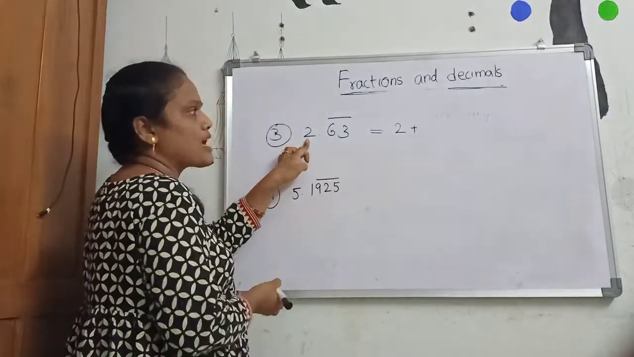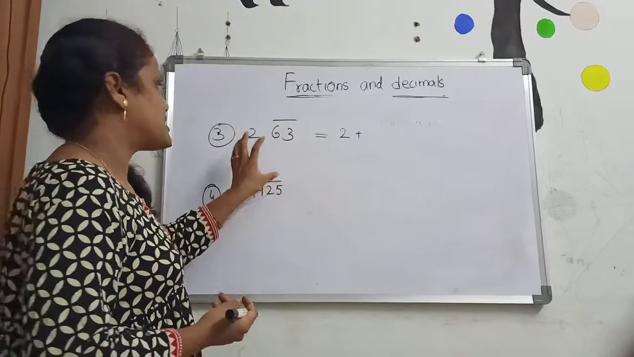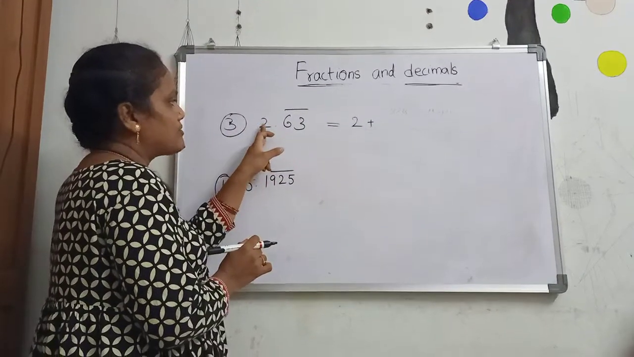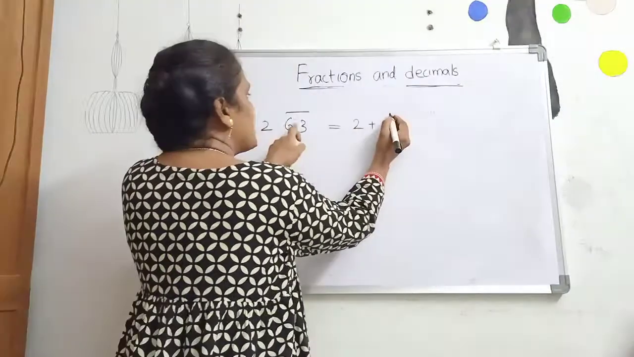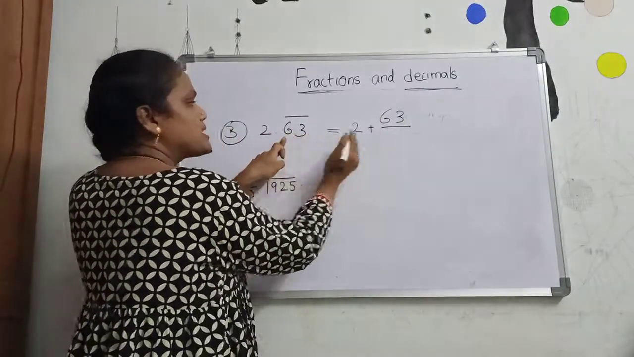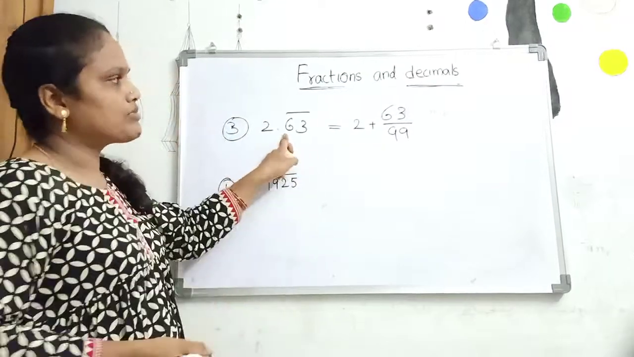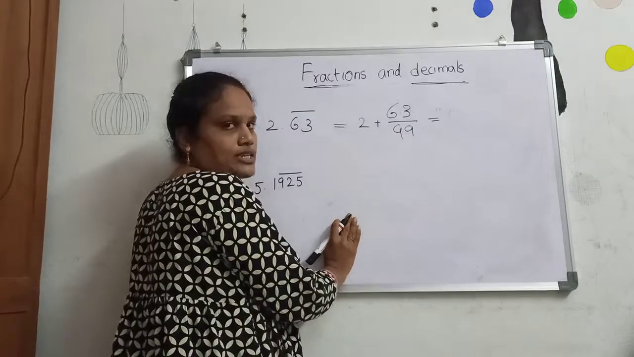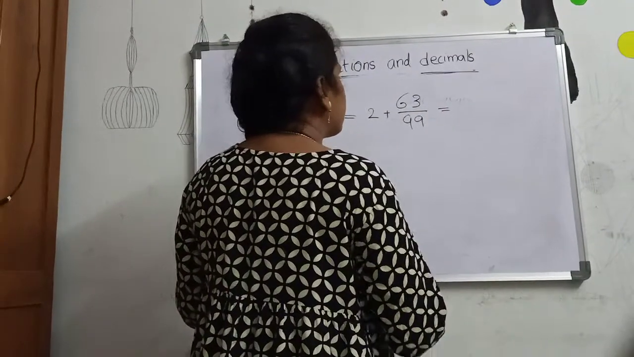Okay, so many competitive exams ask this type of problem. These are very important. After the point, whatever number is on the left side, write it as a plus 2 plus 63 by, the same 2 digits are there, so put it as two 9s. After this we get the mixed fraction. You know how to solve this type of problem.